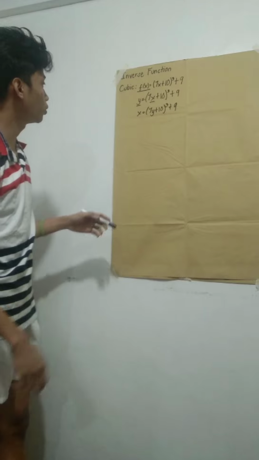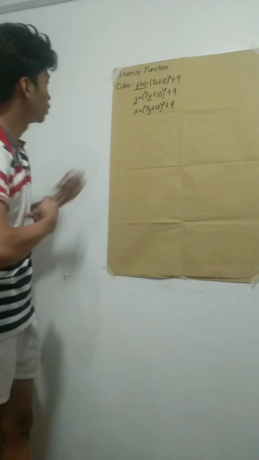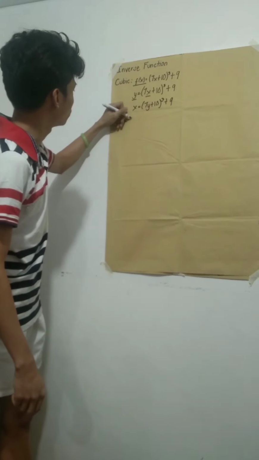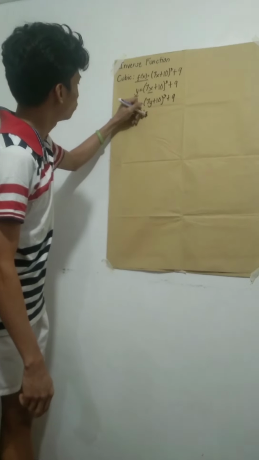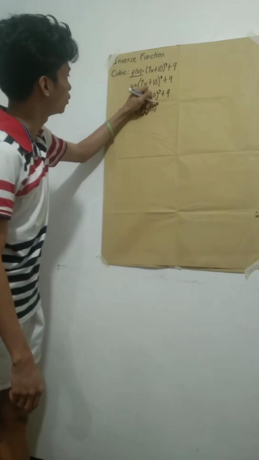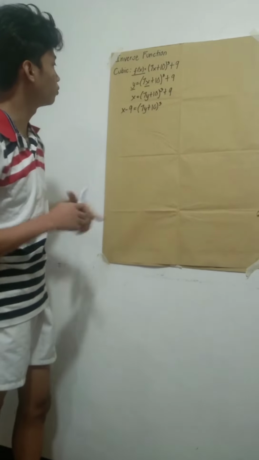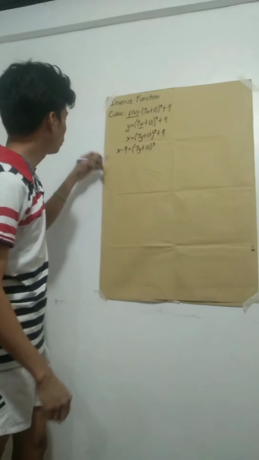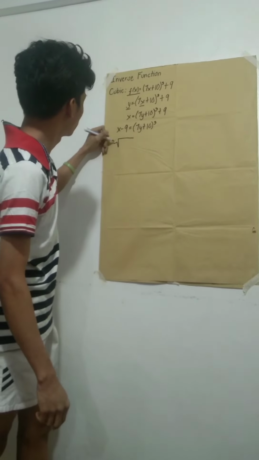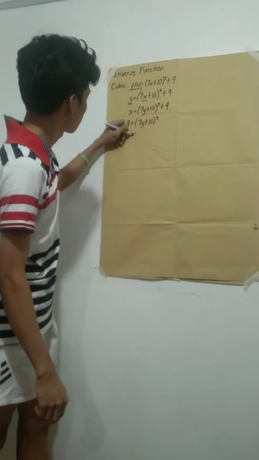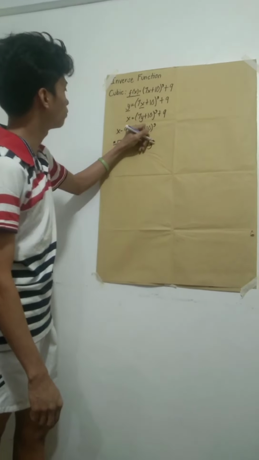Next, we're going to move this positive 9 to the left side. So that would be x minus 9, because we are across the equal sign, equals (7y + 10) cubed. Next step, we're going to remove the cube. So we're going to take the cube root of both sides. That would be the cube root of x minus 9 equals 7y plus 10.